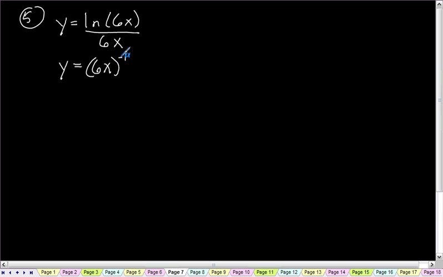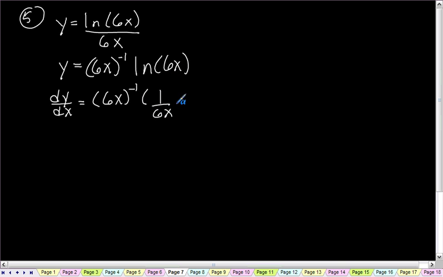Anything raised to the -1 power on the top actually belongs on the bottom, but I can put it on top as long as I change the sign to -1. So this is ln 6x times 6x to the -1, and this is a product rule. If I take the derivative, it's the first times the derivative of the second, which is just 1 over 6x, and then the derivative of that, which is 6.